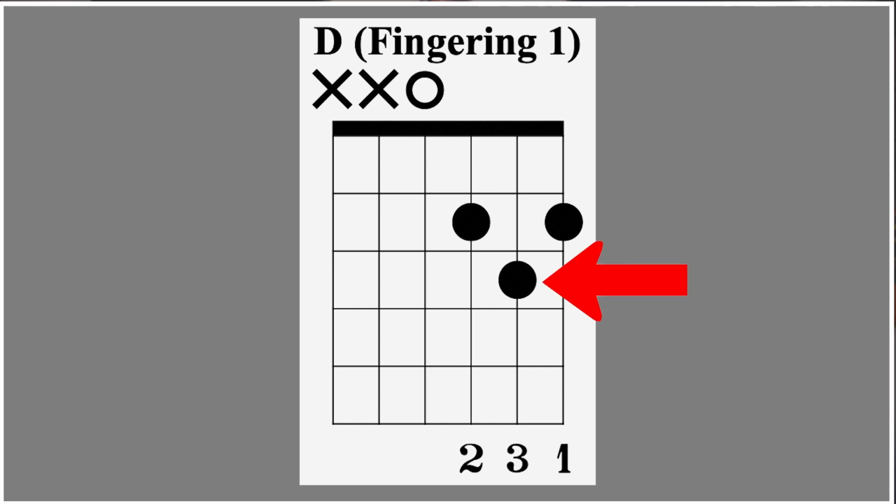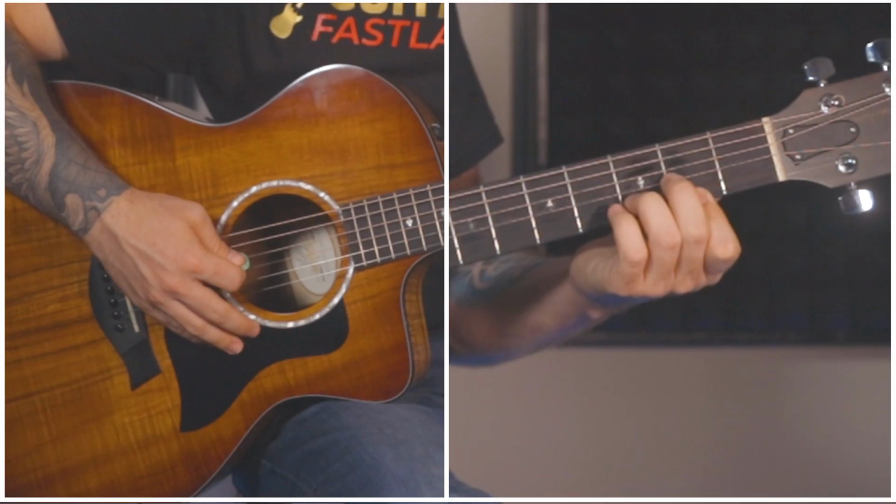Looking at the black dot on the next line, you can see that you need to play the third fret of the B string. If you look at the bottom of that line, you can see that the third fret of the B string is played using your third finger. Looking at the black dot on the line on the far right, you can see that you need to fret the second fret of the small E string. If you look at the bottom of that line, you can see that the second fret of the small E string is played using your first finger. Here's how the D major chord looks and sounds.